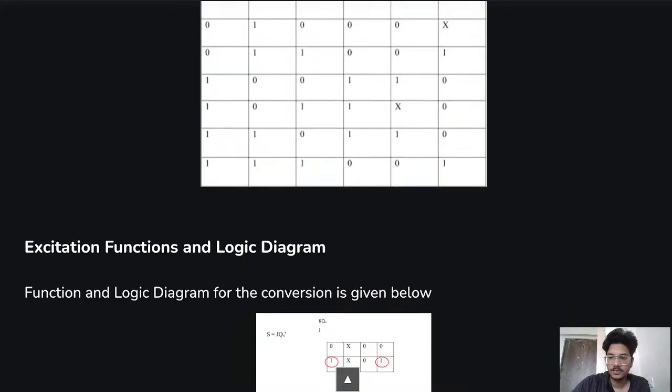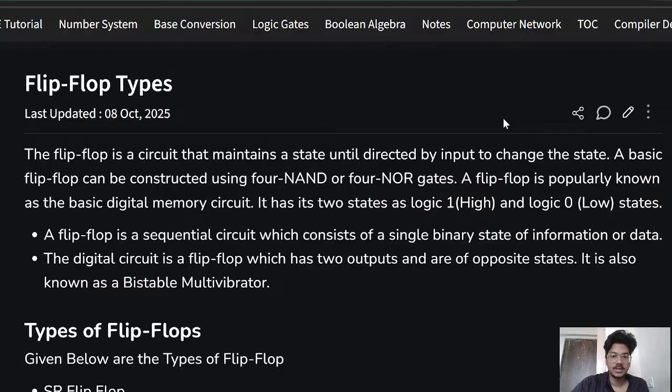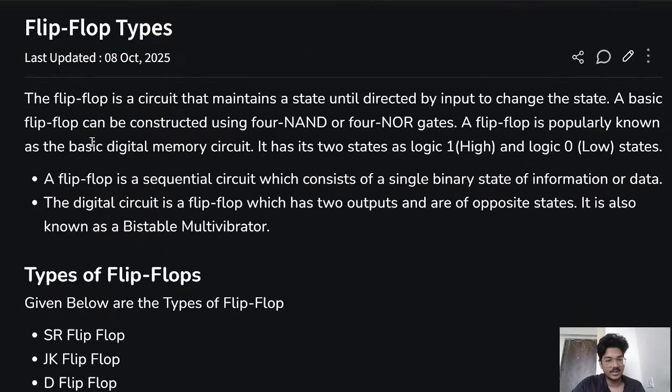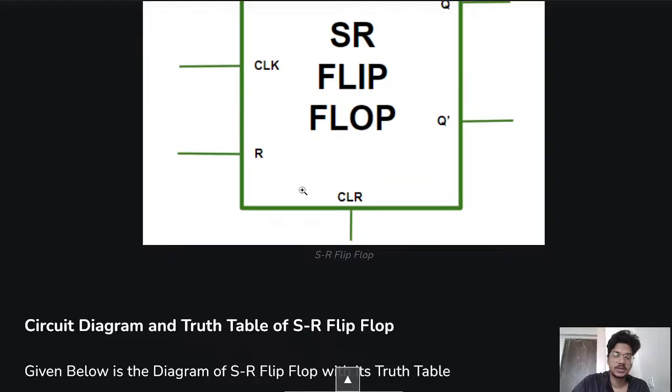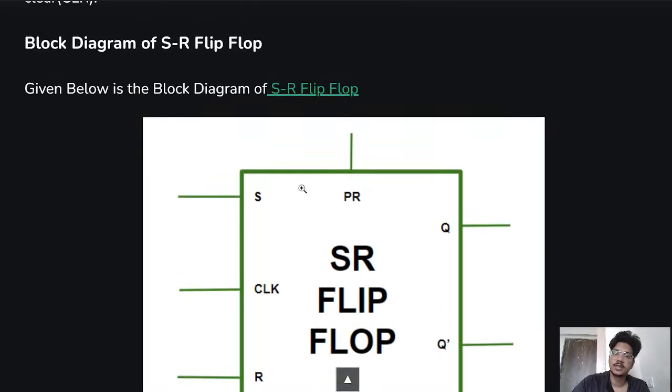Whereas a flip-flop is a digital circuit that maintains the state directed by the input to change the state. A flip-flop is a sequential circuit which stores a single binary bit, and it has two outputs which are opposite. It is also known as a multi-vibrator. So it is a basic digital memory circuit. In the SR flip-flop and JK, the new thing is that preset and clear are given. So we covered the difference between latches and flip-flops. A transparent latch is known as the D latch.